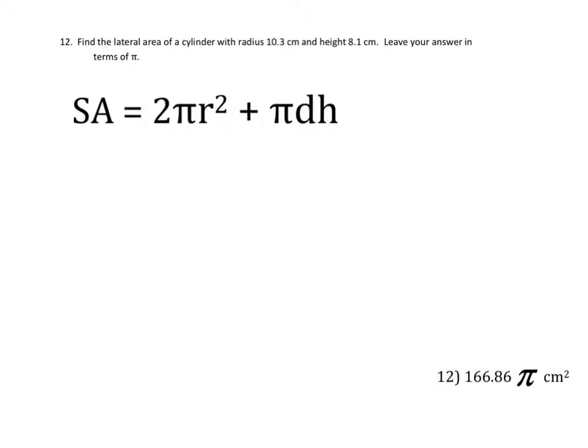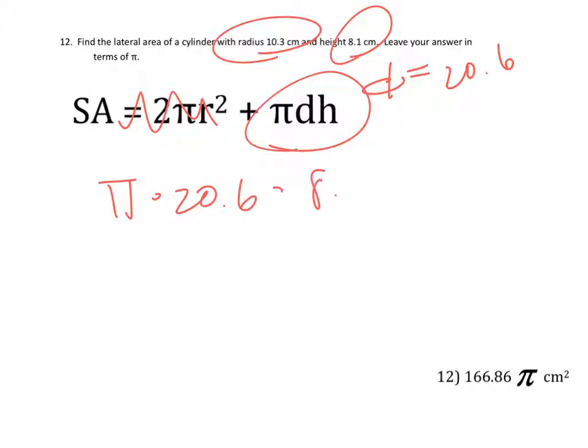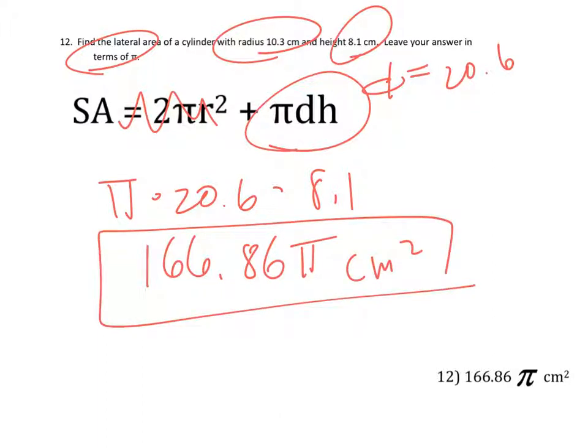Okay, on here it says that we have a radius of 10.3. So that means the diameter then is double that, so that's going to be 20.6. We already said the height is 8.1. So again, we're doing lateral surface area, so just here. So pi times 20.6 times the height of 8.1. And it does say leave in terms of pi. So we multiply the 8.1 times the 20.6. Get 166.86 pi, and label as centimeters squared since we're doing area. There you go.